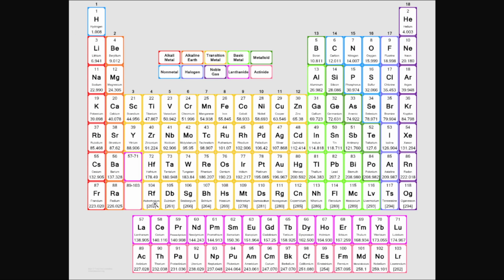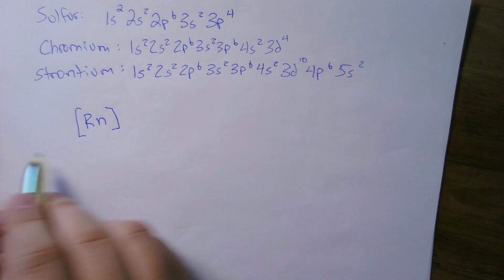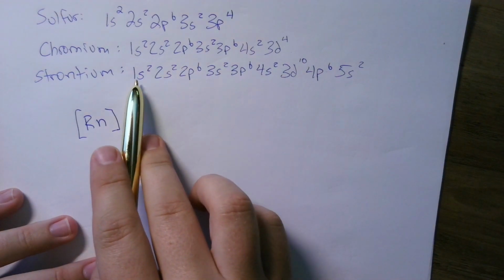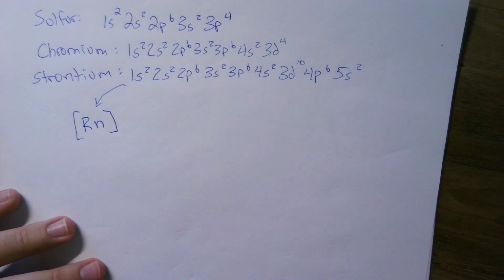The configurations get really long. If you're trying to write the configuration of radium, number 88, you would have to go through all 87 other ones first. But a little shortcut we can do instead is just go up one row to the very end and look at that element. That's a noble gas. Write that element in brackets. Rn, put it in brackets, like I just did here. What this means is everything up to radon like normal. So you'd have 1s2, 2s2, 2p6, all of that is included in here, all the way up till you get to radon. And then you could just start right after radon.